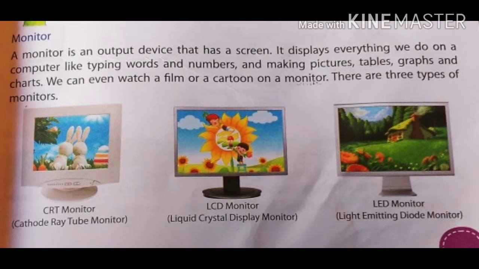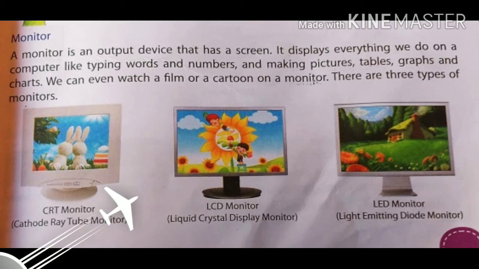A monitor is an output device that has a screen. It displays everything we do on a computer, like typing words and numbers and making pictures, tables, graphs, and charts. We can even watch a film or a cartoon on a monitor. There are three types of monitors. First one, CRT monitor, second one, LCD monitor, third one, LED monitor.